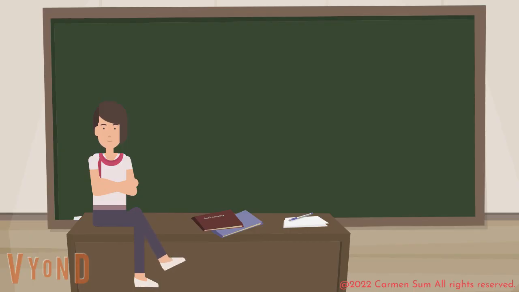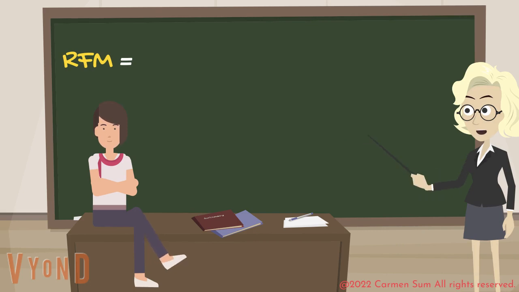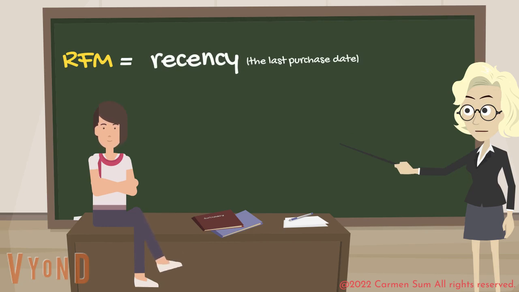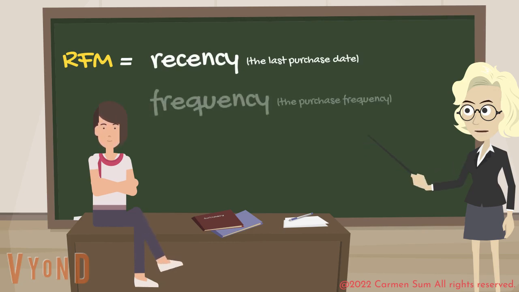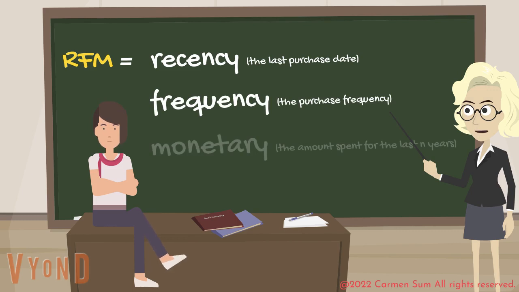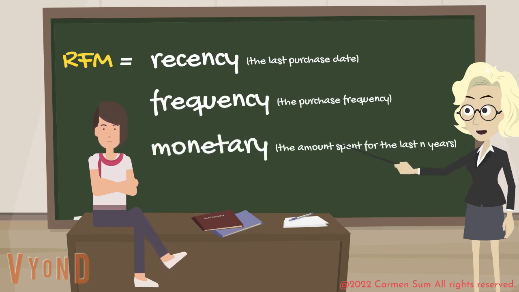The first tactical segmentation technique is RFM. What is it? RFM refers to recency, frequency, monetary value. Recency refers to the last purchase date. Frequency refers to the purchase frequency. Monetary refers to the amount spent for the last n years. Marketers can set the number of years for RFM calculation.